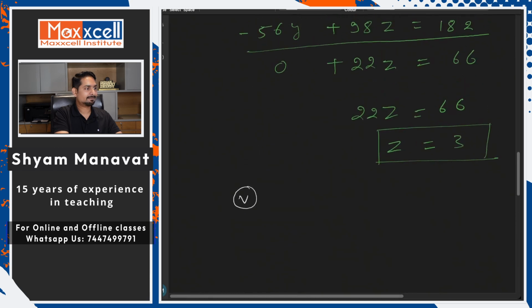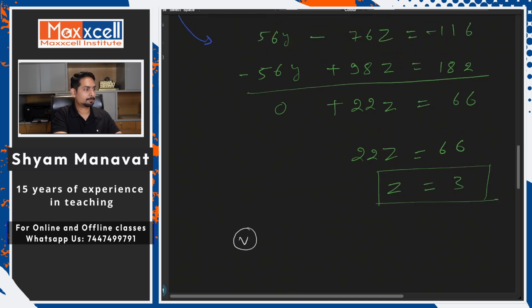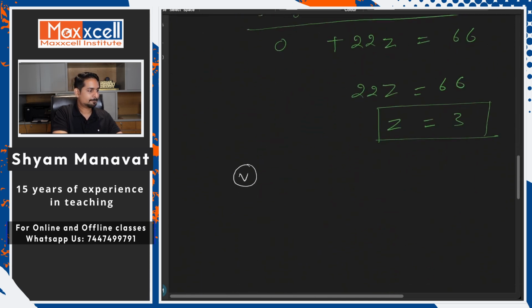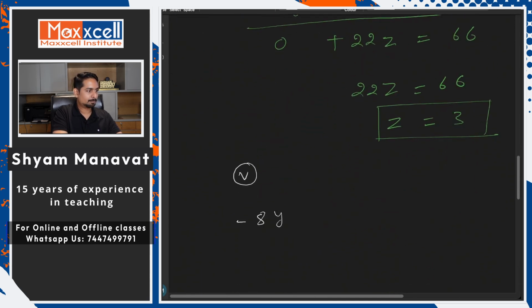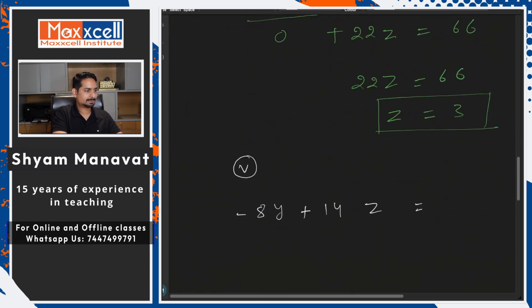So see which is giving you easy coefficient. So here you can see 14 and here 19. So let me go with 14. Okay, so minus 8y plus, here we got 14z equal to, here we got 26.